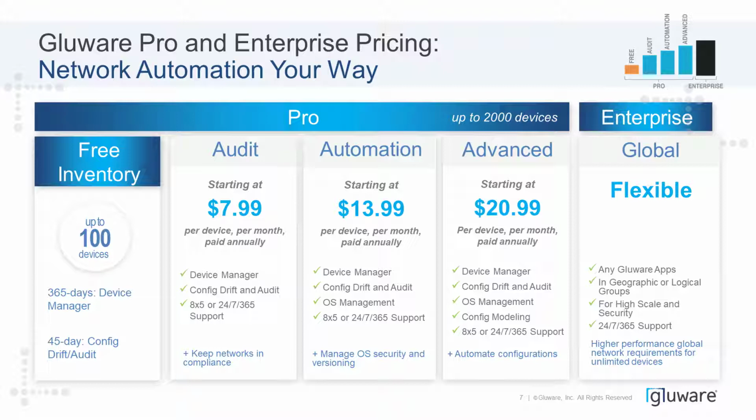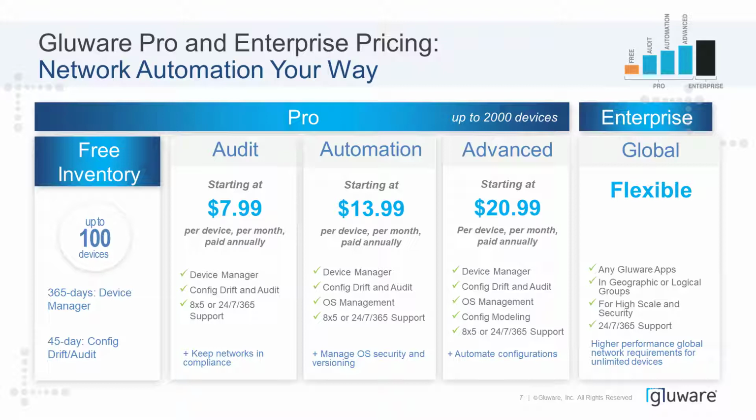Enterprise on the far right here is for global networks, and it's the most flexible option of Gluware. You can deploy Gluware really any way you like. Generally it goes on-prem. It's for very high-scale networks. It provides our highest level of support with 24/7, 365.